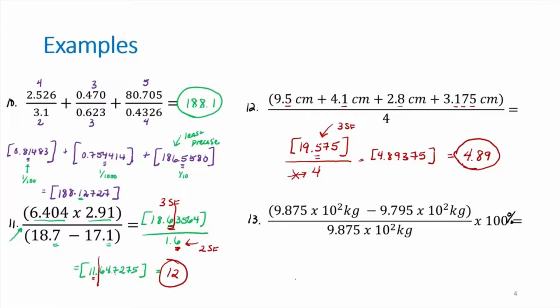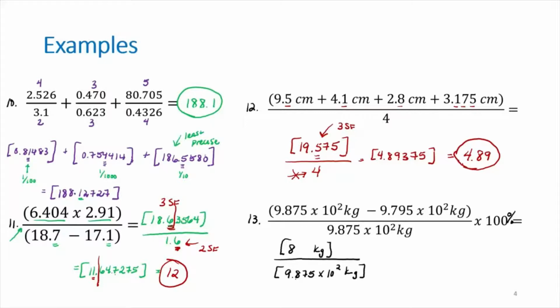9.875 times 10 to the second kilograms minus 9.975 times 10 to the second kilograms. We are doing subtraction, and we're doing this with scientific notation. So when I calculate that out, it's going to give me an answer of 8.0. So my numerator is going to be 8.0 kilograms, and then divided by the 9.875 times 10 to the second kilograms.